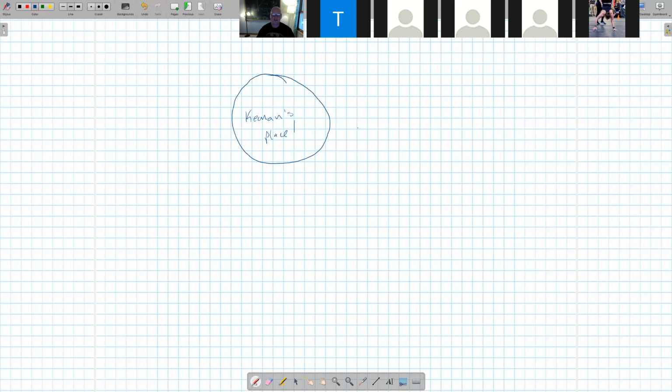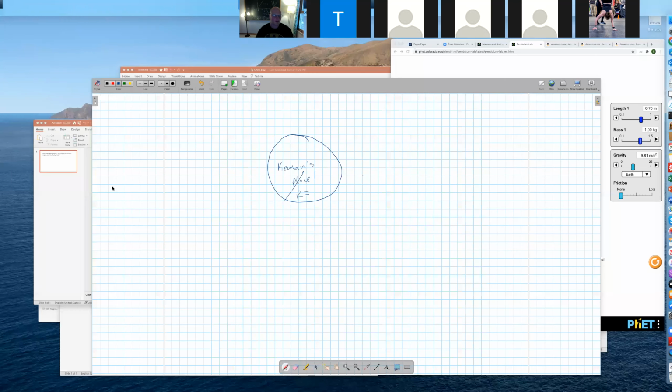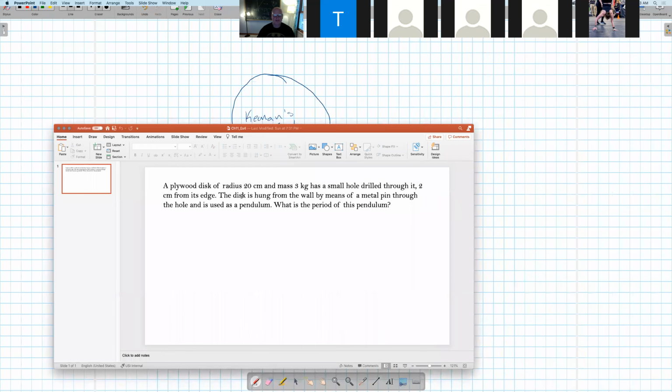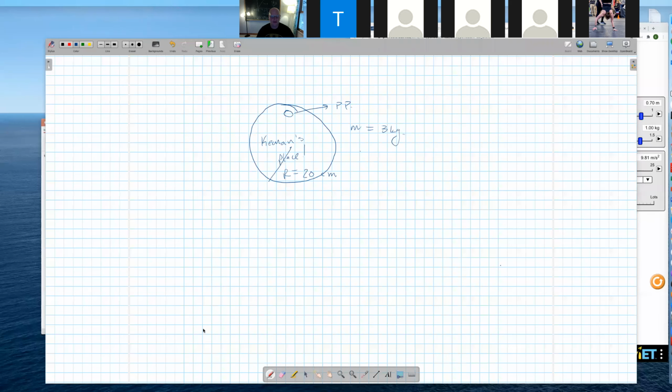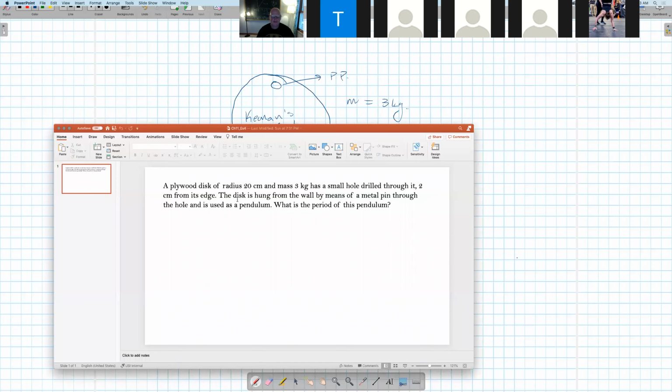So let's say that he wants to use a disk as the sign of his bar. I have the problem already brought up here. He wants to use a plywood disk, which has a radius of 20 centimeters and a mass of 3 kilograms. And then he's going to drill a hole here to use as the pivot point. So this is going to be the location of the pivot point, and that pivot point is going to be 2 centimeters from the edge.